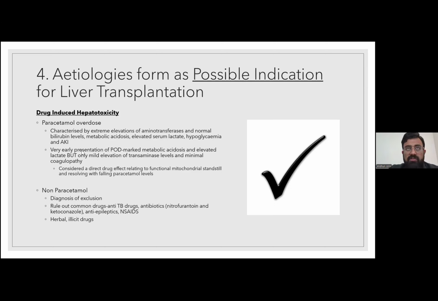And it is important with these patients early on, with paracetamol overdose, they may have marked metabolic acidosis and elevated lactate, but really only mildly raised transaminases with minimal coagulation issues. So these patients you need to look out for a lot more. And this is usually considered because there's a direct drug effect relating to a functional mitochondrial standstill. And so with these patients, early on, you need to look for this metabolic acidosis, look for the lactate, and have a high clinical suspicion that there is paracetamol affecting the liver slowly.